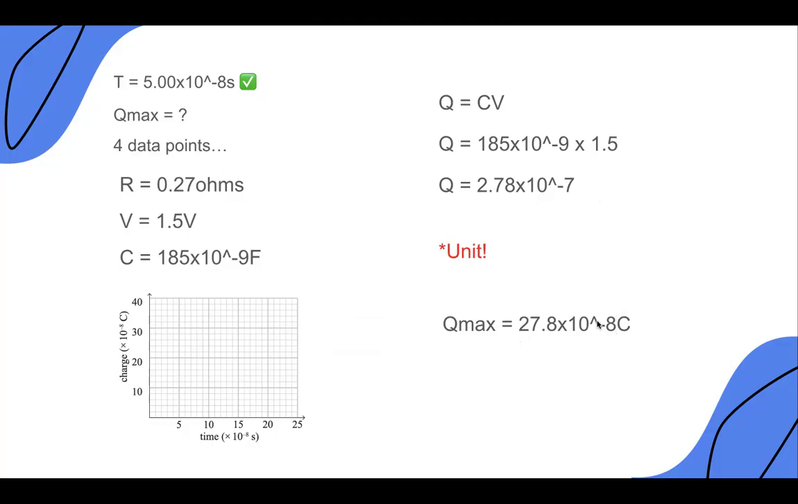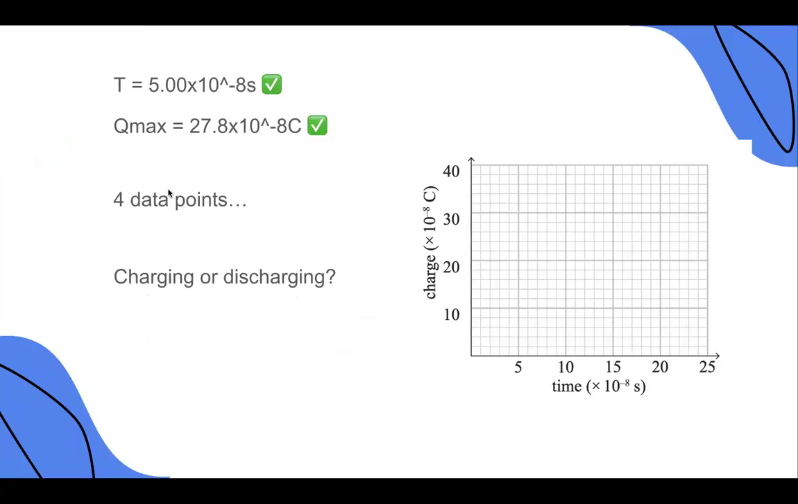The reason why I changed it from 10 to the negative 7 to 10 to the negative 8 is because that's the value we are plotting on the graph, right? Notice here it is 10 to the negative 8. Now we need 4 data points. So in order for us to complete a good dummy check at the end, we need to know, is our capacitor charging or discharging? What do you think? When the switch closes. Yep, so it's charging, right? It should go from 0 to plateau at a value that's very close to Qmax.